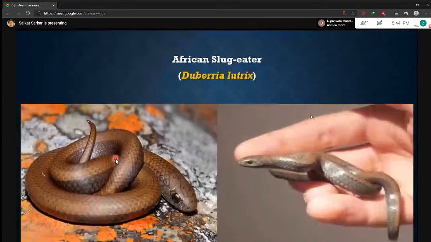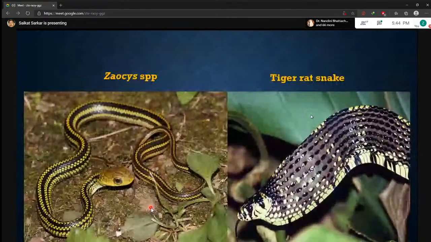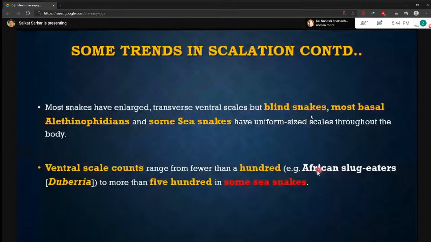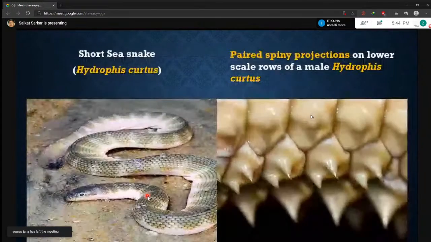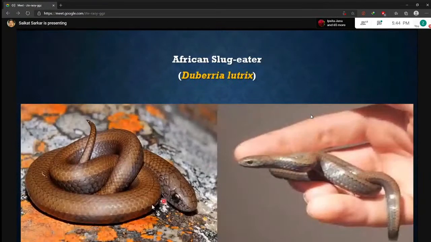Now this is the African slug eater that I was talking about, the very small snake. African slug eater means from the area, fewer than 100 ventral scales in the African slug eater to more than 500 in sea snakes. That means this was discussed from the point of view of number of ventral scales. So there are very few ventral scales. And this is an adult snake, as you can see. This is a very small snake, so the ventral scale number will also be less, as expected.